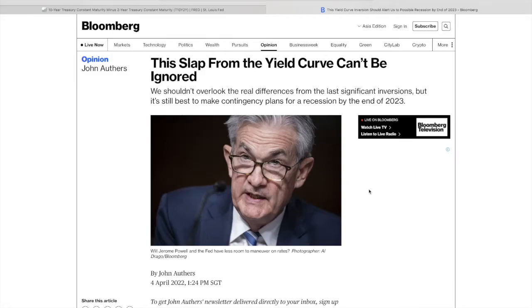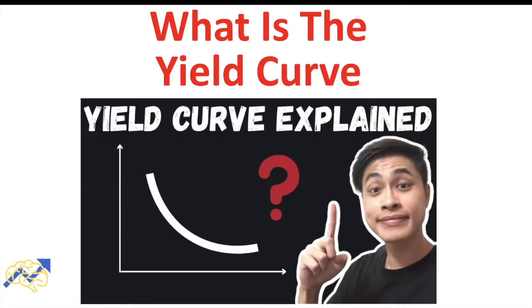The yield curve has inverted, and in certain pockets of the market, people are panicking about this inverted yield curve. And we take a look at this article by Bloomberg. It mentions that we should be prepared for a recession by the end of 2023 with this yield curve inversion. So what is the yield curve and why is it important?